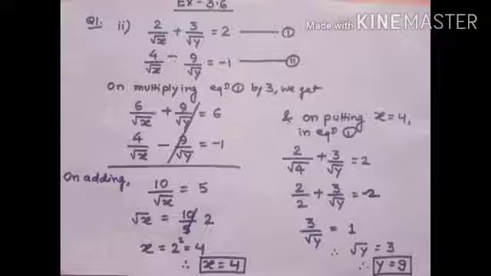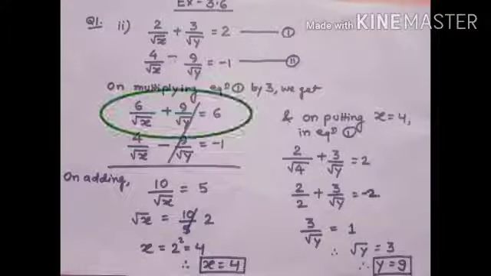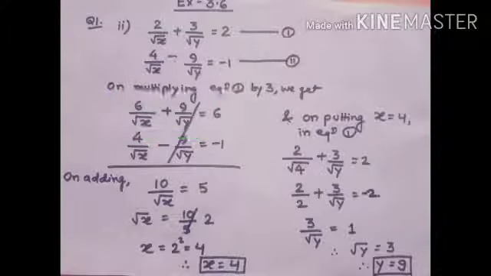So what we can do here is multiply equation 1 by 3 so that the coefficient of y becomes the same. On multiplying equation 1 by 3 we get 6/√x + 9/√y = 6, and the second equation will remain the same, as you can see on the screen: 4/√x - 9/√y = -1.